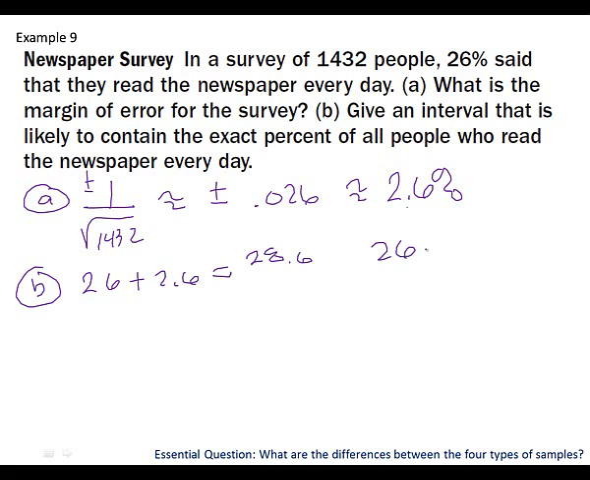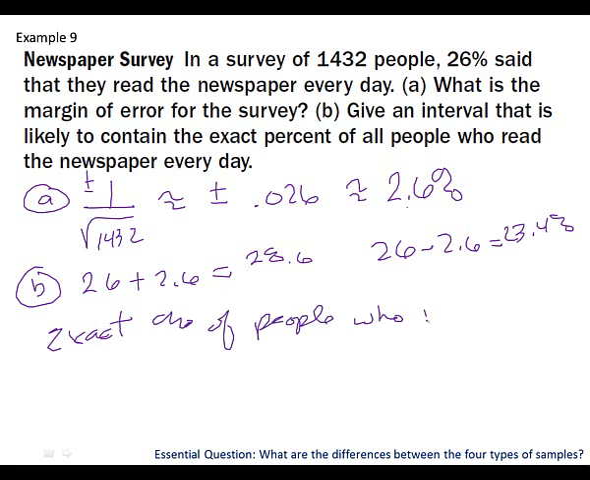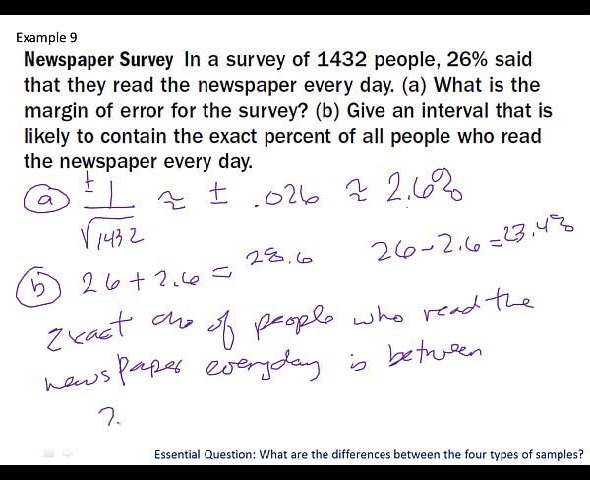28.6, and then what else do I have to do? Okay, does it really matter what order I do that in? No. What do you get when you subtract? 23.4%. So the exact percent of people who read the newspaper every day is between 23.4% and 28.6%.